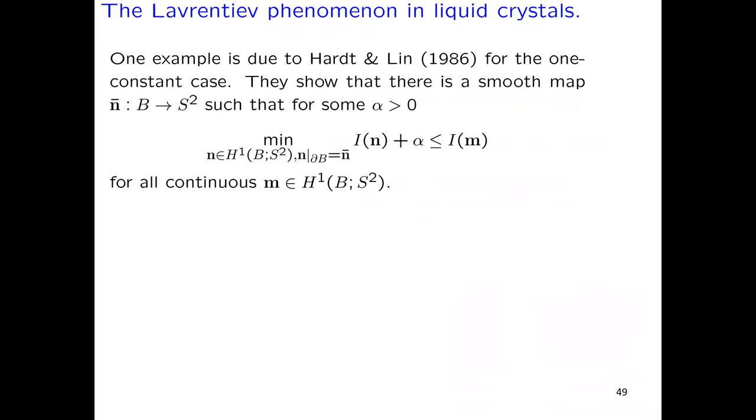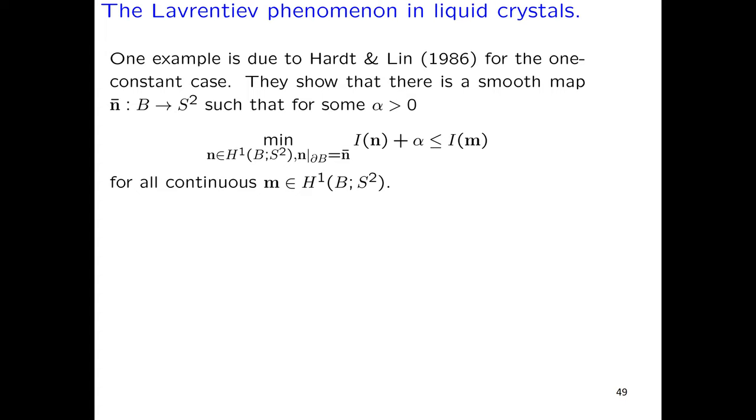For liquid crystals, one example is due to Hardt and Lin for the one constant case, and they show that there's a smooth boundary map, which is of degree zero actually, such that the minimum among H1 maps is strictly less than the minimum over continuous maps in H1. So if you've got two function spaces, H1 and continuous functions in H1, then you get different answers.